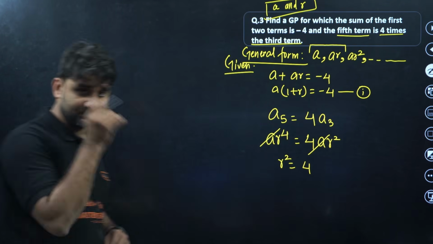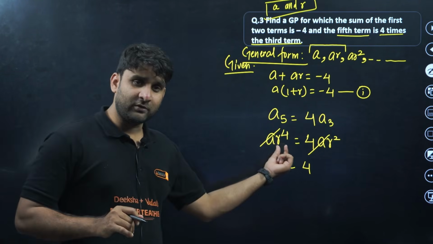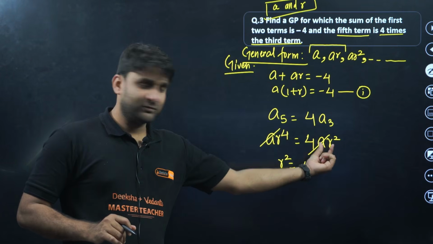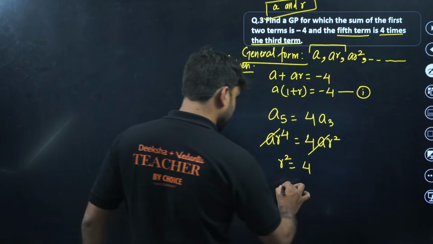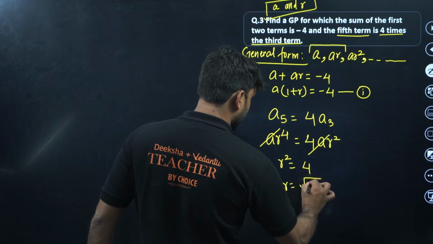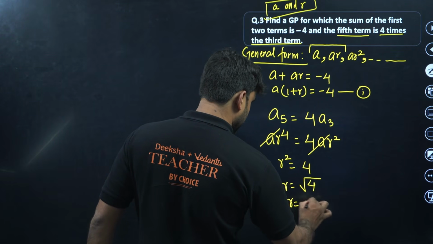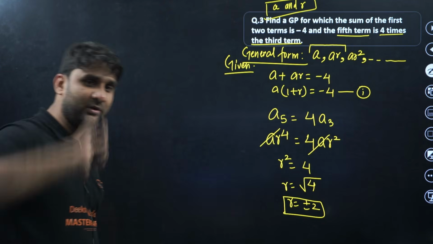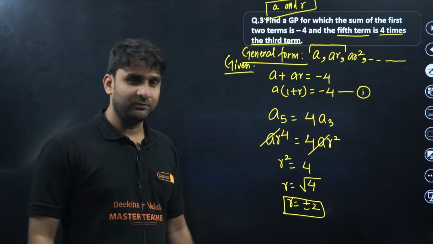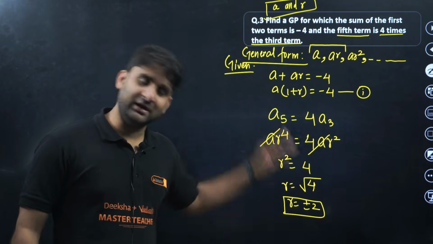Clear everyone? This is R to power 4. This is R square. So R square can cancel R to power 4. R square will come. So on removing the square sign, root 4 will be there. So we have R plus minus 2. So how many common ratios do we have? 2 common ratios, 2 possibilities. So let's consider one by one and find out the GP.